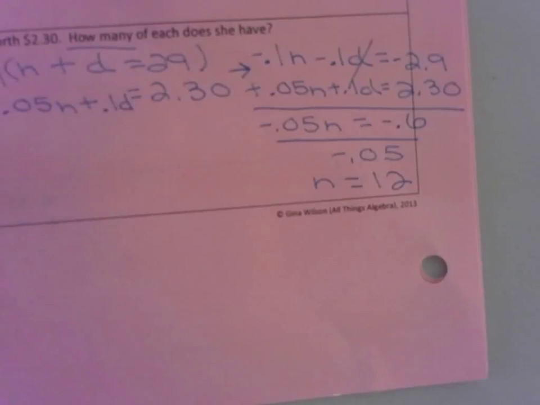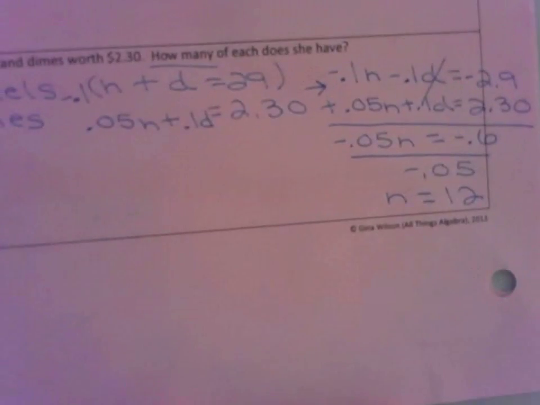Now, she said negative 12, which brings up a good point. Would it make sense that I would have negative 12 for n? What does n represent? The number of nickels. You can't have a negative number of nickels. So you could not get a negative for n.